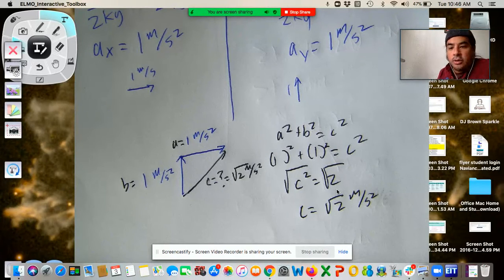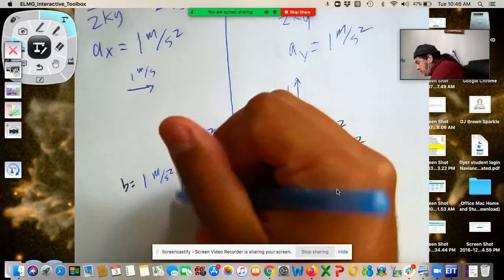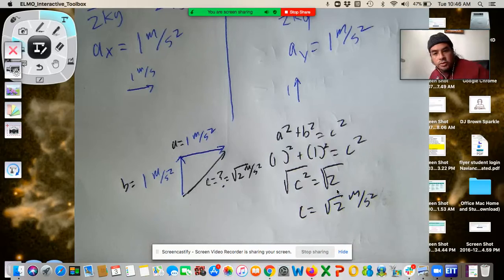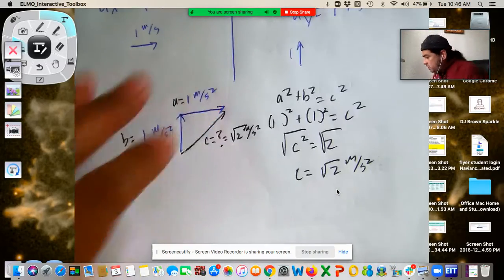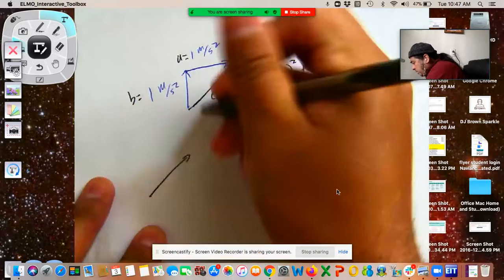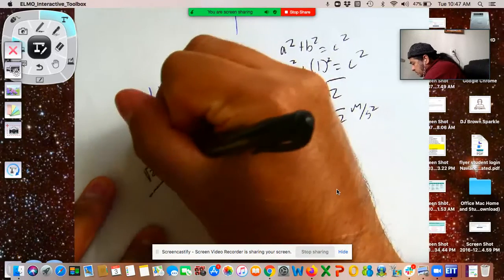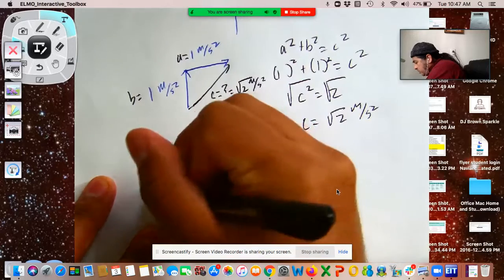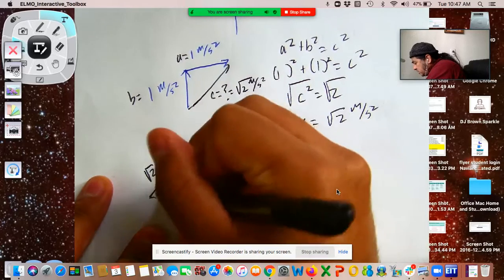Now the last part you want to look for is this angle. It asks you for the angle with the horizontal. So we're going to be looking for this angle. I'm going to go ahead and redraw this so that we can see what's going to happen here. We have an acceleration vector like here that is root 2 meters per second squared. And what we're going to be looking for now is this angle.